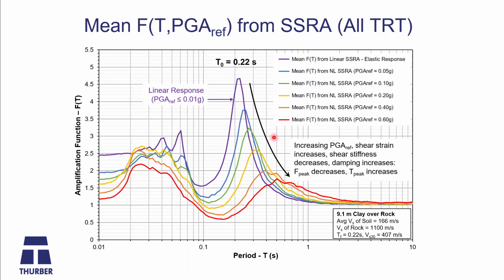So this increasing ground motion intensity, PGA in this case, causes an increase in your shear strain, a decrease in your shear stiffness, and an increase in damping. The result of all that is a very strong reduction in your peak amplification, and a shift to longer period.